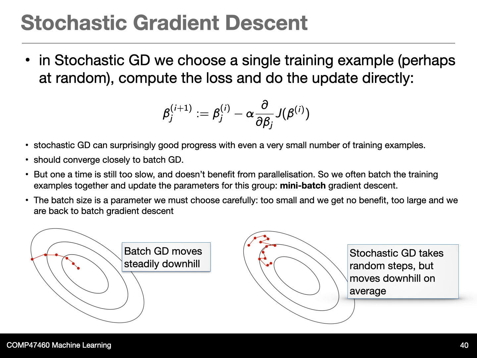The mini-batch size is a parameter that we have to choose somewhat carefully. If this value is too small, we get no benefit from parallelization, but if it's too large, we're back to the default of batch gradient descent.